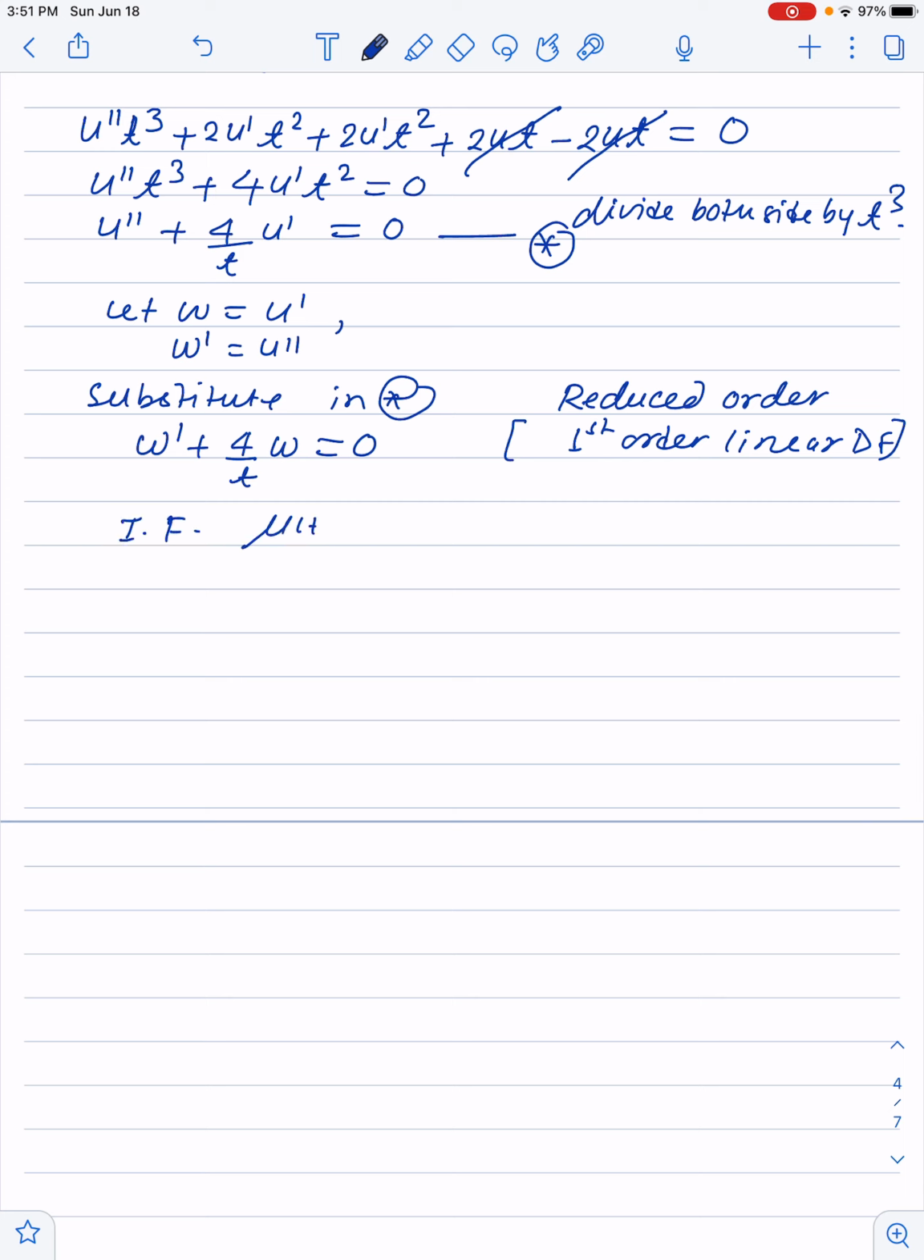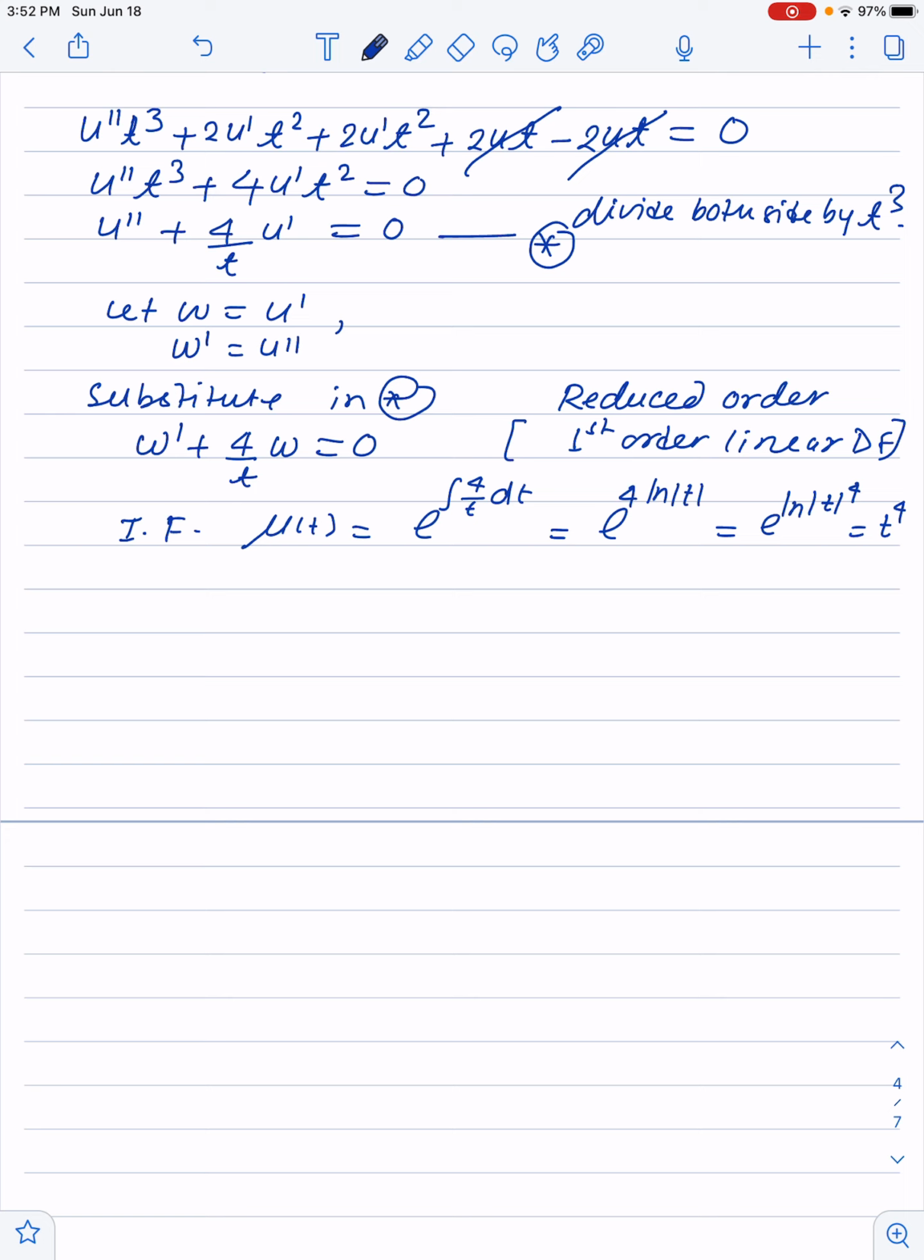So the integrating factor is e to the integration of 4 over t dt, which is e to the 4 times ln of absolute value of t, because the integration of 1 over t is natural log of absolute value of t. That equals e to the natural log of absolute value of t to the 4, and absolute value of t to the 4 is always positive because of the even power. And e and ln are inverse of each other, so it will be t to the 4. So you can drop that absolute sign. Alright, so that's the integrating factor.